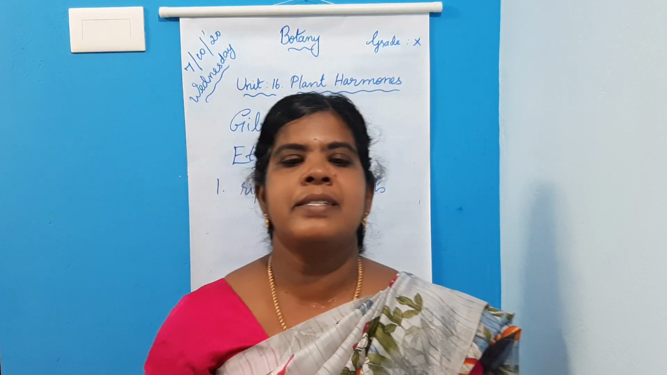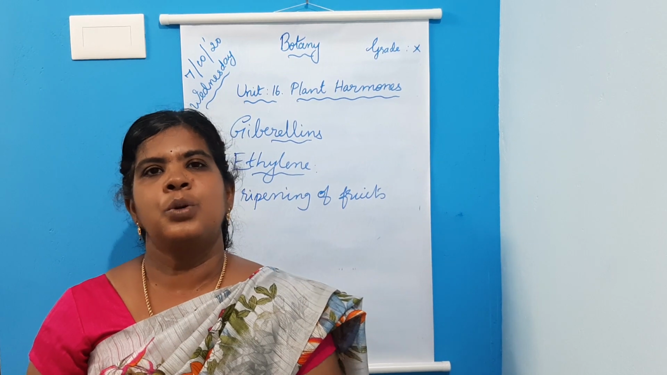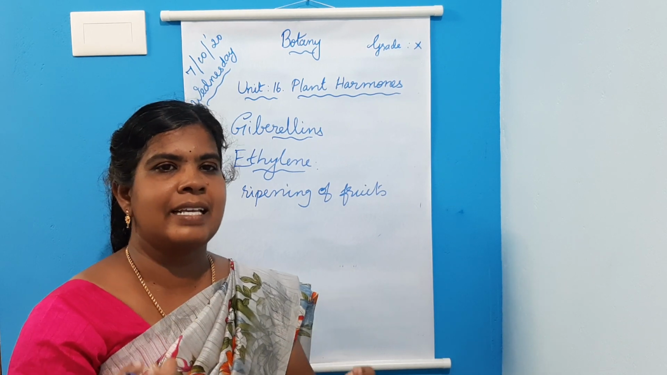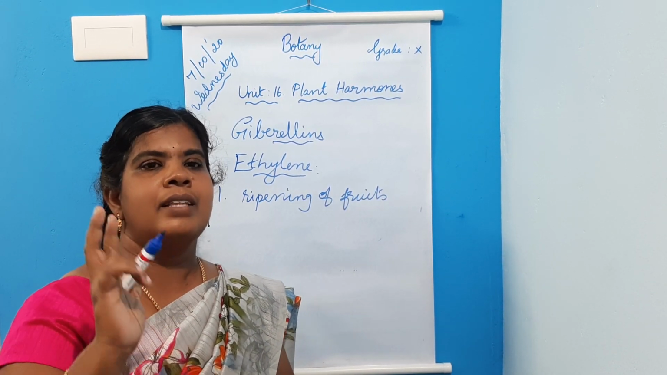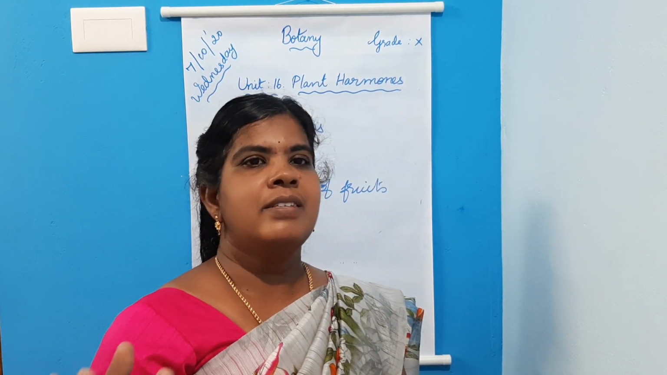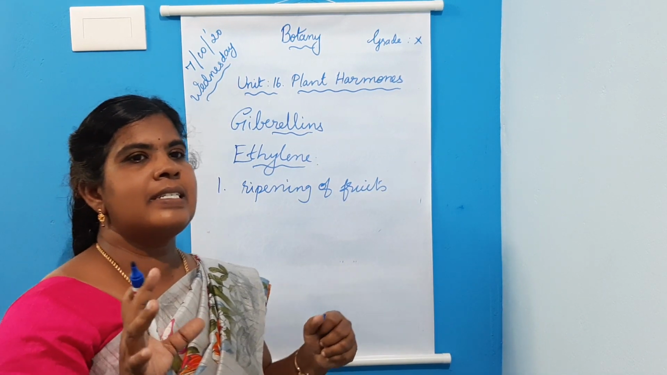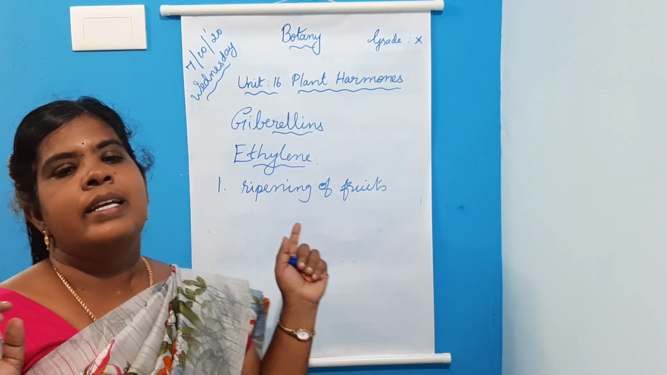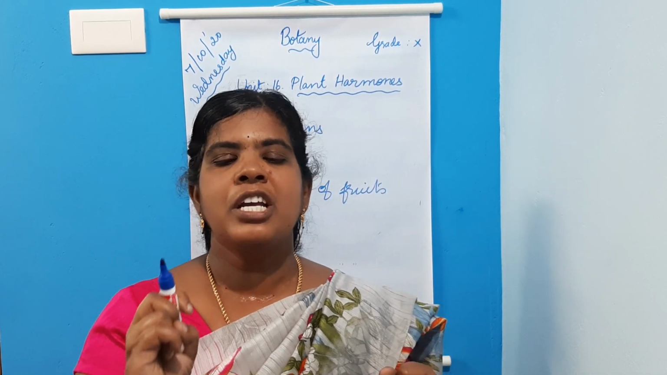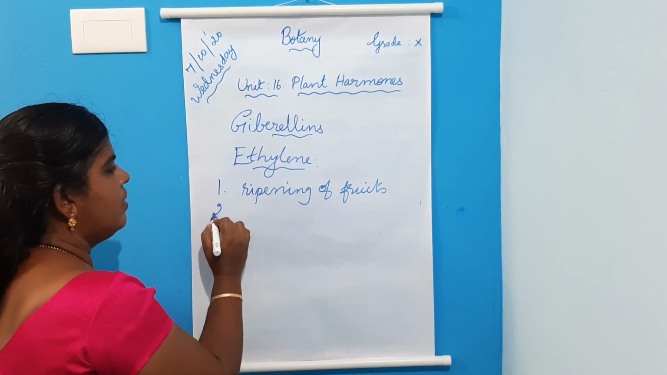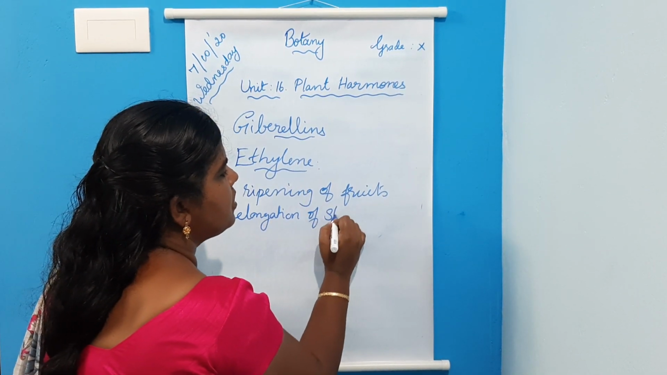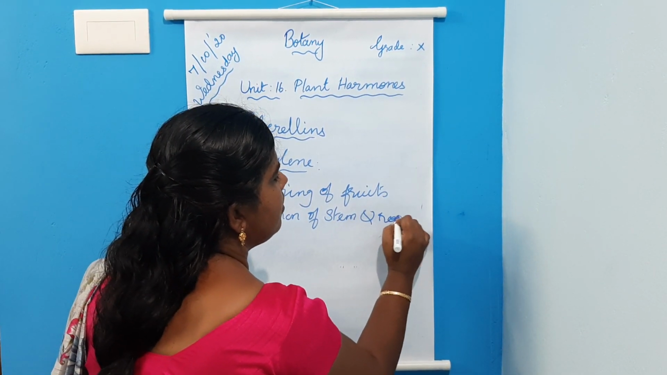Next, it inhibits the elongation of stem and roots in dicots. What are dicots? Plants whose seeds have two cotyledons are said to be dicots. For example, jack tree, mango tree, bean plant, these are all dicots. Here the ethylene inhibits or prevents the elongation of stem and root in dicots.